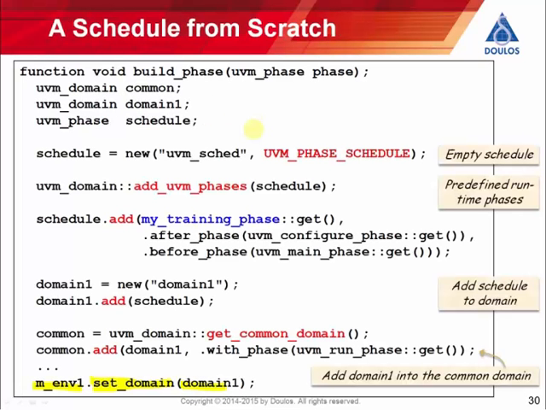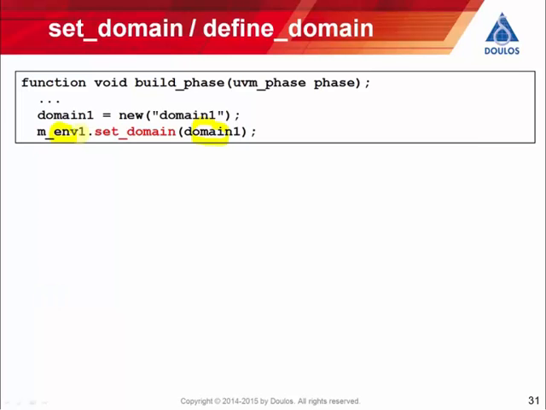So if I go back to the previous slide, this call menv1.setDomain(domain1) just simply sets the component menv1 to be in domain1, where domain1 is a user-defined domain that we've just created. Now it does a lot more than that. It not only puts menv1 into domain1, but it also, on this line of code, populates domain1 with all of the UVM runtime phases. That's quite weird. Let's see how it works.